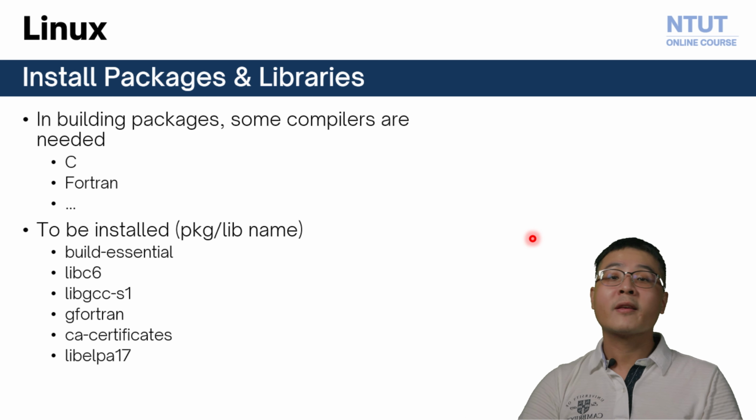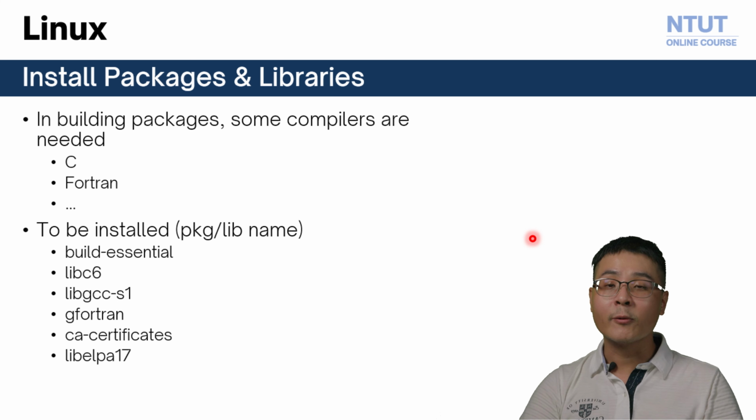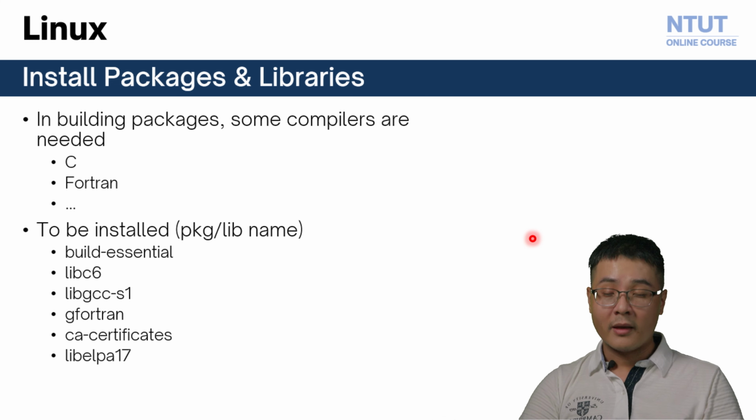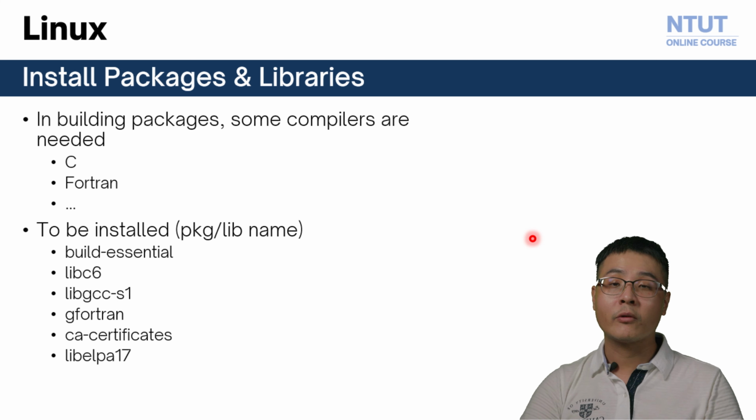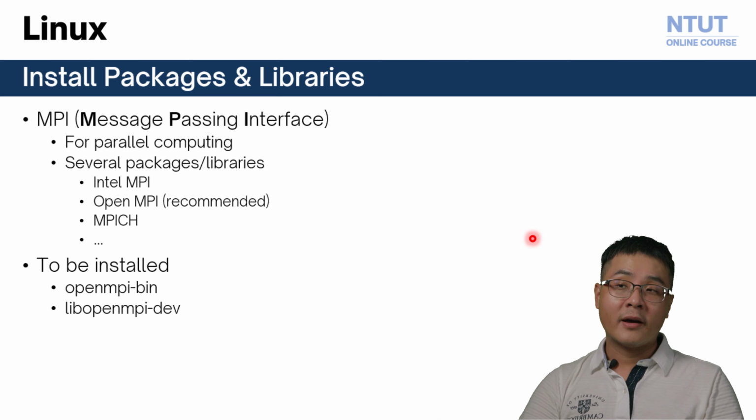For example, build-essential. You can find several commonly used compilers in the package of build-essential, and you have a library for the C language, you have gfortran, and you have a C certificates for certification, and you have other related libraries and packages related to the above compilers.